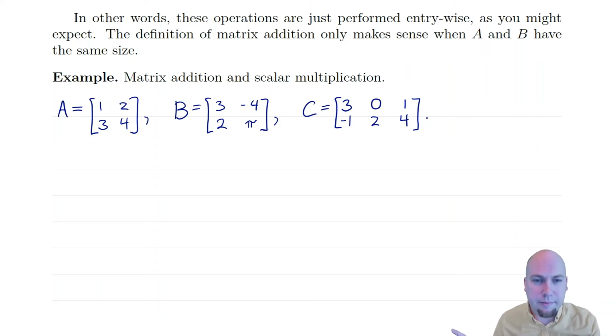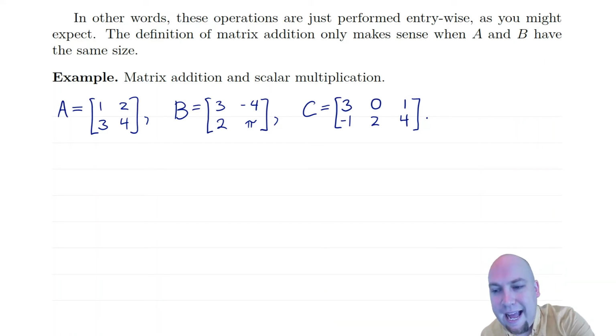These are not special matrices, I just made them up randomly. And we're going to do a couple of addition and scalar multiplication examples with them. Okay, so let's start off. Let's add A and B and see what we get.